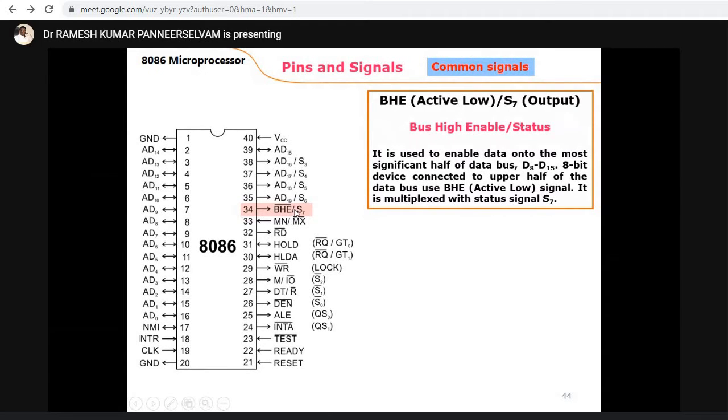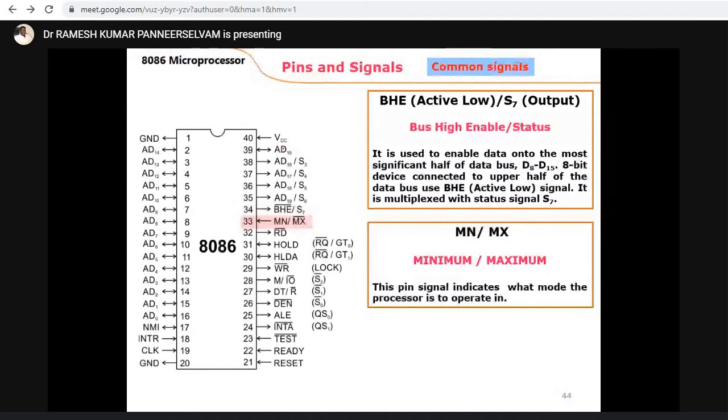So first write it down one by one. The first signal is AD0 to AD15. They are multiplexed with data and address. Then pins 35 to 38: A16 to A19. Don't add D here. Why? Because this is purely address bus. Please modify in your notebook. Don't write D here, only this portion, because this is purely acting as the address A16, A17, A18 and A19 and status S3, S4, S5, S6. Okay?